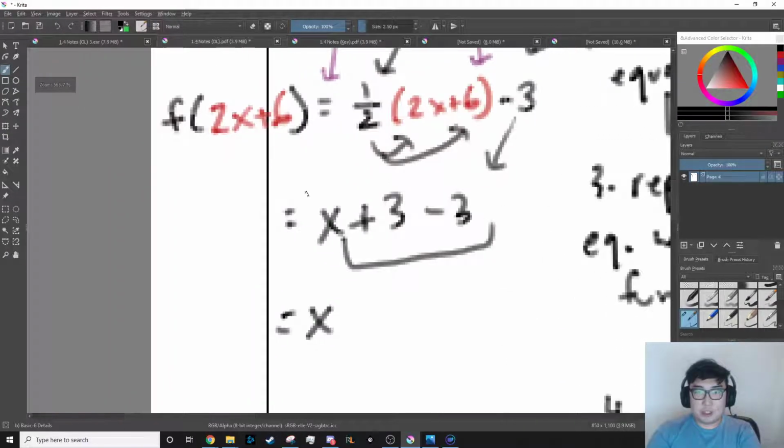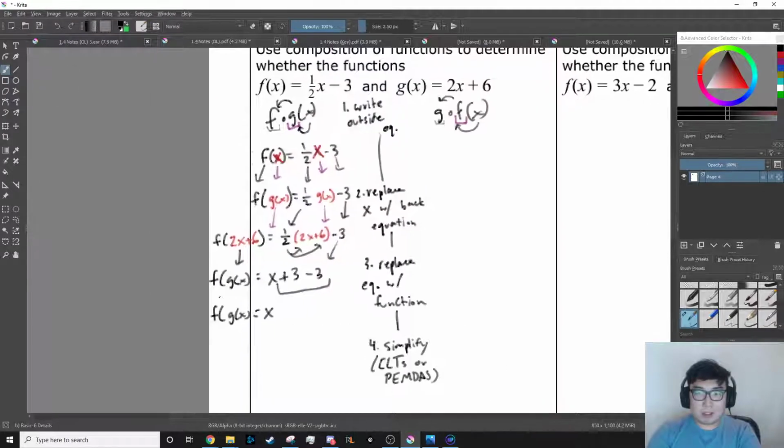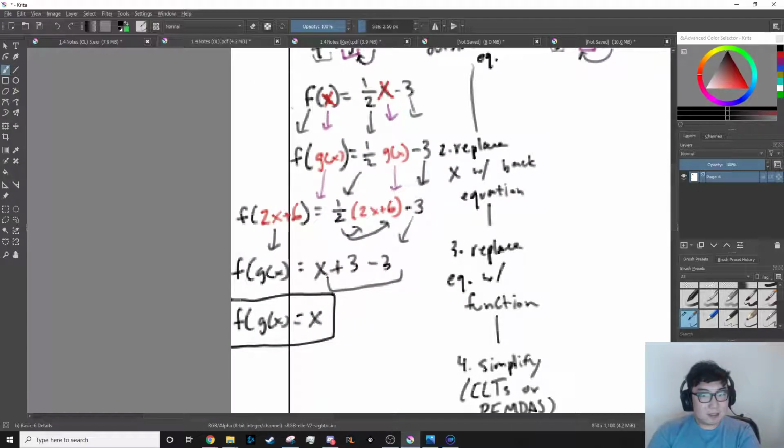I can change this 2x plus 6 back to something else. I can change this back to g of x. And that's what I want you to do, because the question is asking us what is f of g of x. So it's important for me to change this back to f of g of x. Nice. So I ended up with x, and that's perfectly fine. We simplified this as much as we could.